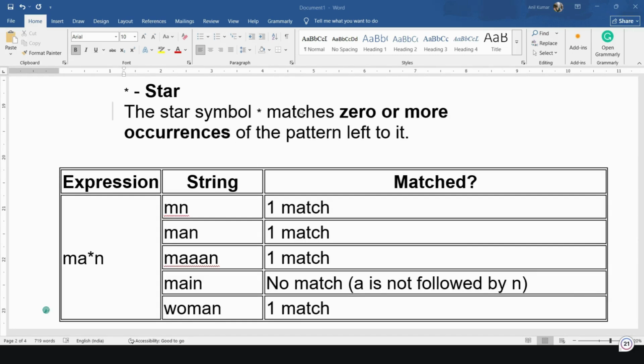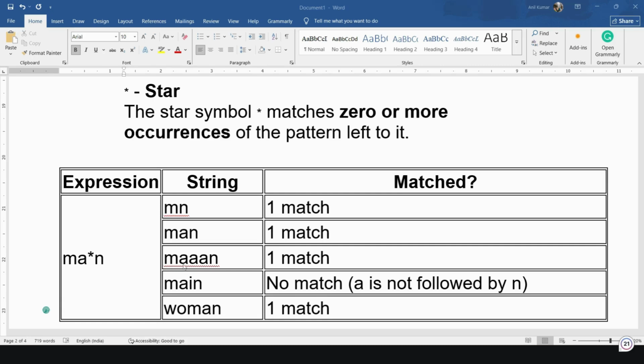Now, the star symbol is going to match either 0 or more occurrences of the pattern present to the left of it. For example, here we have taken MA asterisk N. Before this asterisk, we have A here. In fact, MA is there. Now, asterisk is going to be either 0 or more. So, if you can see this example MN, there is no occurrence of A here. Means A is occurring 0 times. Still this can be matching because asterisk means 0 or more. Now when I'm taking MAN, one match is found because MA is there.